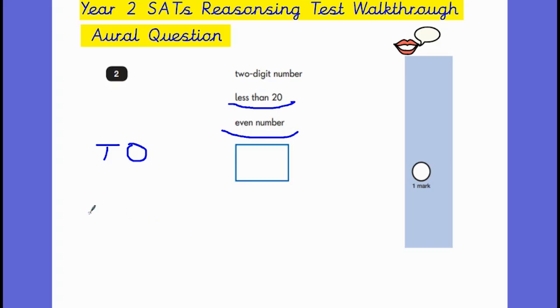So it has to be an even number, but it's 2 digits, so it could be 10, 12, and then it's just about counting up in 2s after that. 10, 12, 14, 16, 18, but obviously not 20 because it has to be less than 20. So any one of these 5 options would be correct, but the children have to write one of them in the box. So let's write 16, and that would be a correct answer. But any one of these 5 would also be correct.